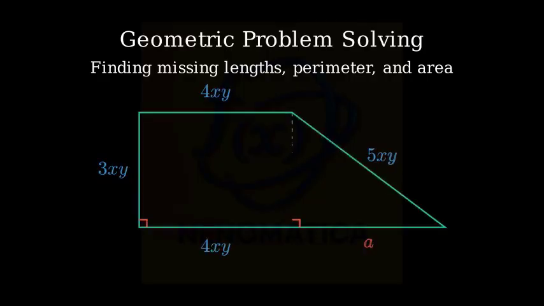The left side of the rectangle is labeled as 3xy. The bottom of the rectangle is labeled as 4xy. The top of the rectangle is also 4xy. The hypotenuse of the triangle is 5xy, and there's an unknown length labeled as a.